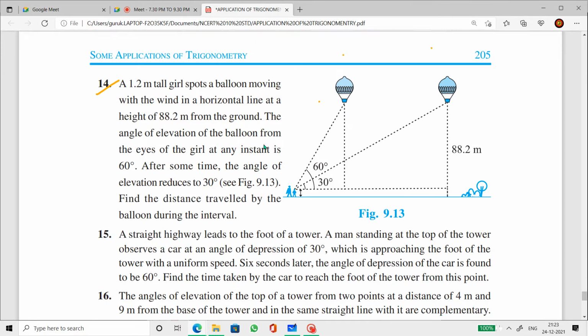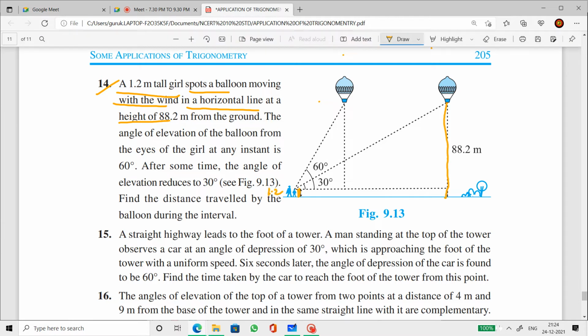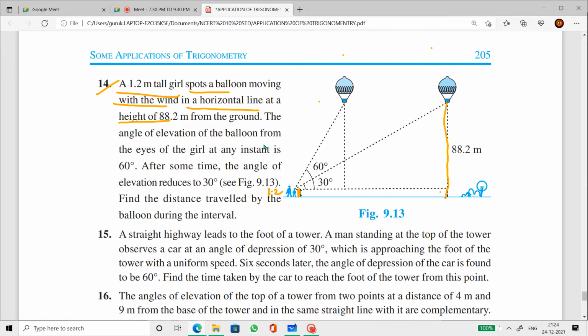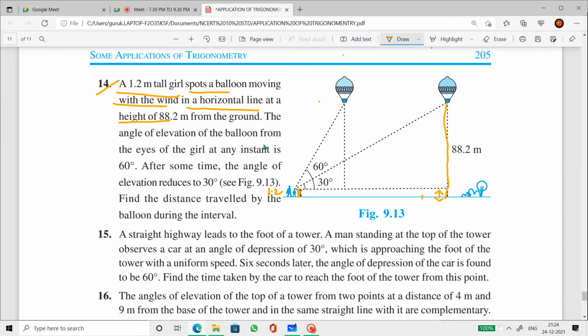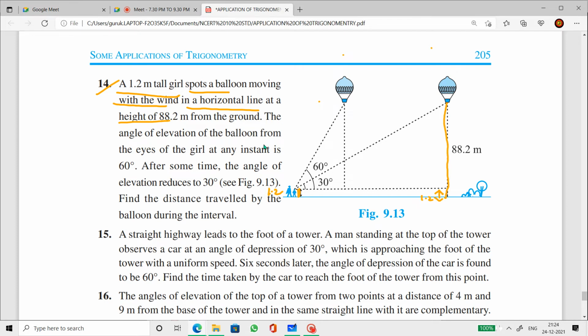Question number 14. A 1.2 meter tall girl spots a balloon moving with the wind in a horizontal line at a height of 88.2 meter. So as you can see in the diagram, this is 88.2, which is the height of the balloon from the ground level. And this is the girl who is 1.2 meter. So if this is 1.2 meter, then this is also 1.2 only. Right? Therefore, this height will be 87. 88.2 minus 1.2 is 87.